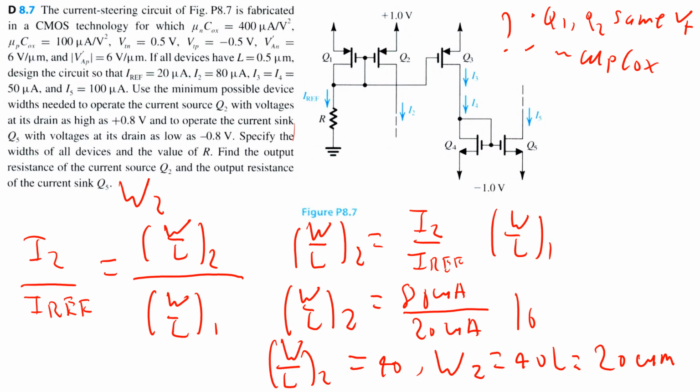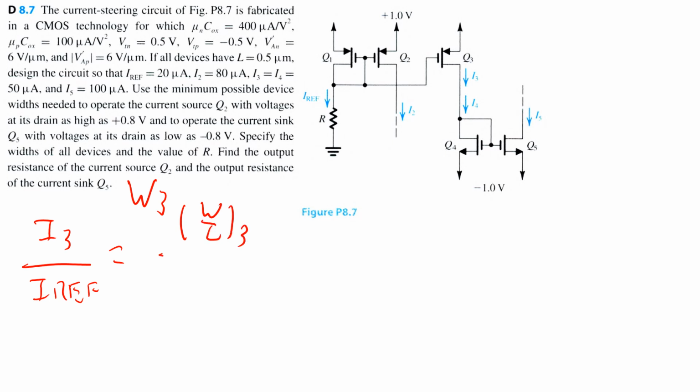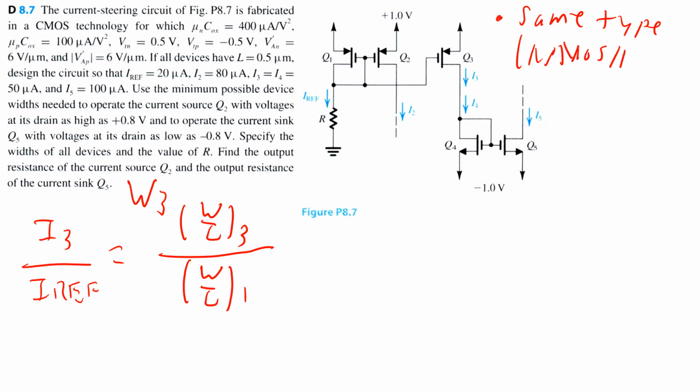Let's continue with Q3. Alright, let's repeat the same procedure for the width of Q3, or W3. So if I divide I3 by my reference current again, that would be equivalent to the width divided by length of Q3 by the width divided by length of Q1. You may be asking, can you do this calculation with I3 divided by I2? The answer is yes, as long as both transistors are the same type, as in they're both NMOS devices or PMOS devices. So in this case, Q1, Q2, and Q3 are all matched PMOS transistors, so you can scale all these currents with the same mathematical modeling. But we will see that this is not the case for Q4 and Q5 because they are NMOS transistors.